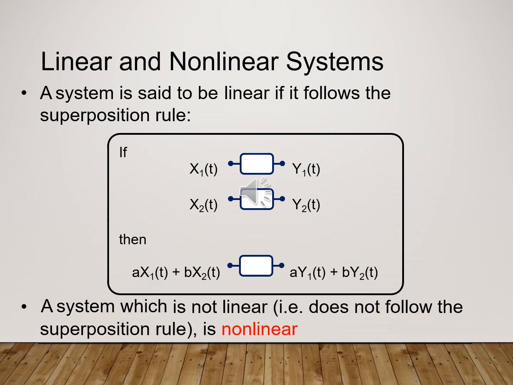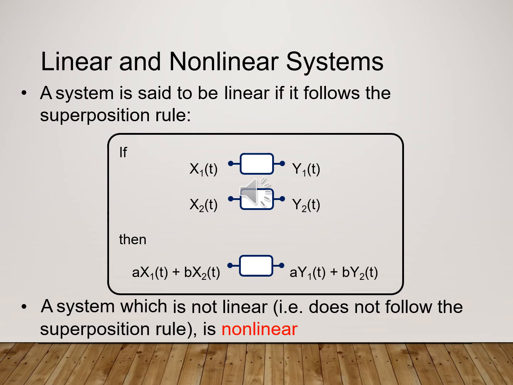If an input x1 of t produces output y1 of t, and x2 as an input produces output y2 of t, then when both inputs act simultaneously, they produce output y1 plus y2. So we have it mathematically as shown in the slide. X1 gives us y1 and x2 gives us y2. So if we have an input like x1 plus x2, it should give us y1 plus y2.